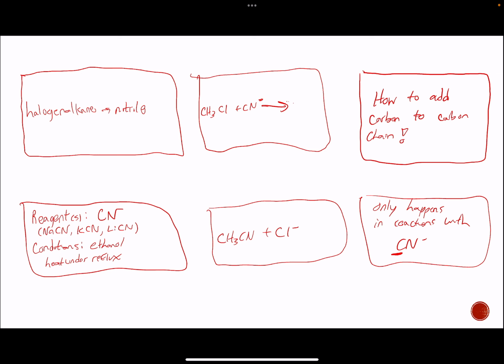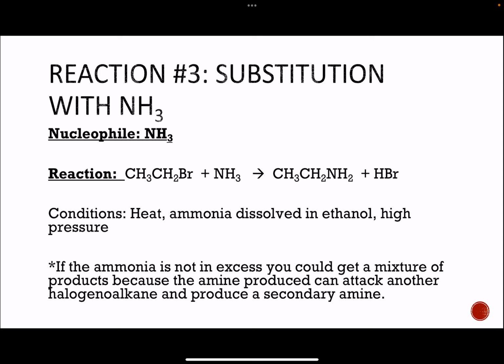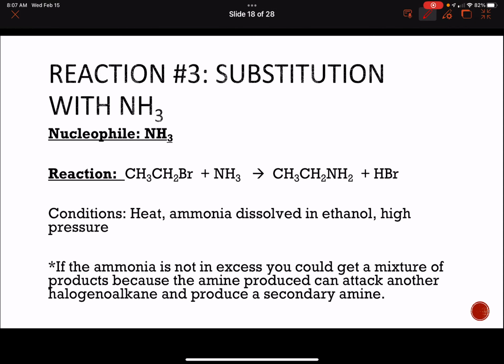All right, we're going to go ahead and continue. We have another reaction to go over, and the next reaction is substitution with NH3. For substitution with NH3, we have another nucleophile, and the part that makes NH3 a nucleophile, the part that is going to attach, is the lone pair of electrons on the nitrogen.